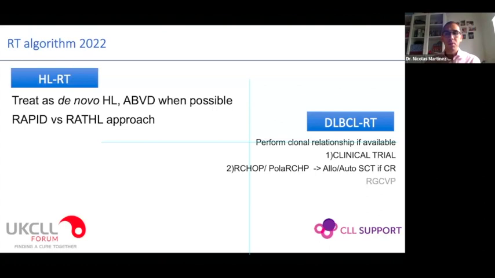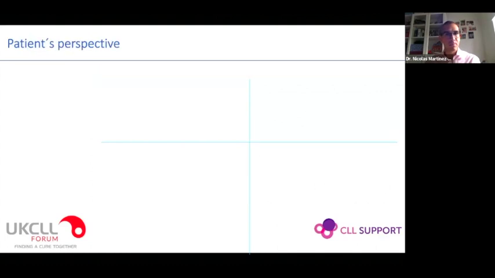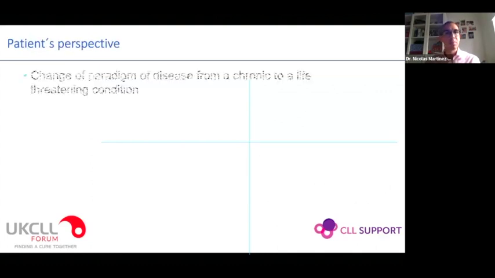RGCVP is a consideration in the grey zone because of the lack of evidence, in relapsed settings, novel agents or clinical studies. Final word on patient perspective. Just be mindful that these patients have been followed up for CLL, sometimes for quite a long time, and it represents a big change of paradigm for them, from a chronic disease to a life-threatening condition.